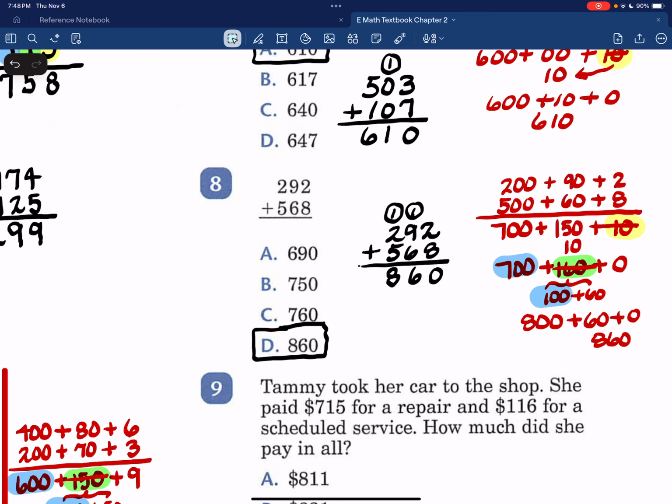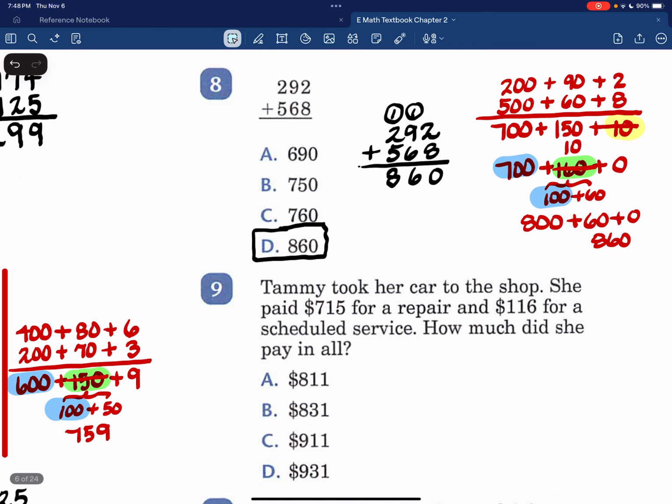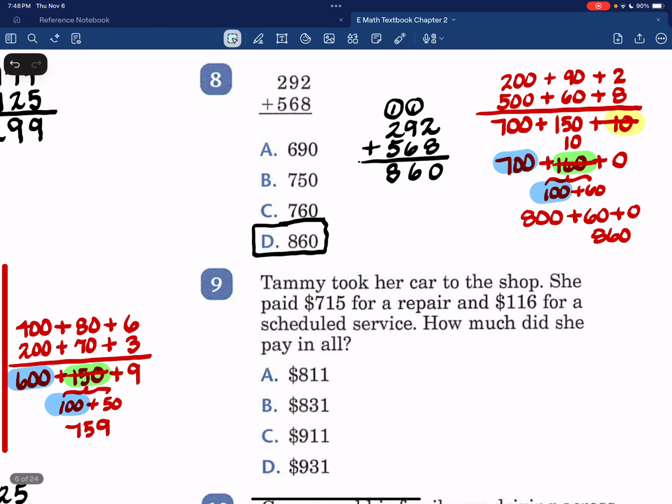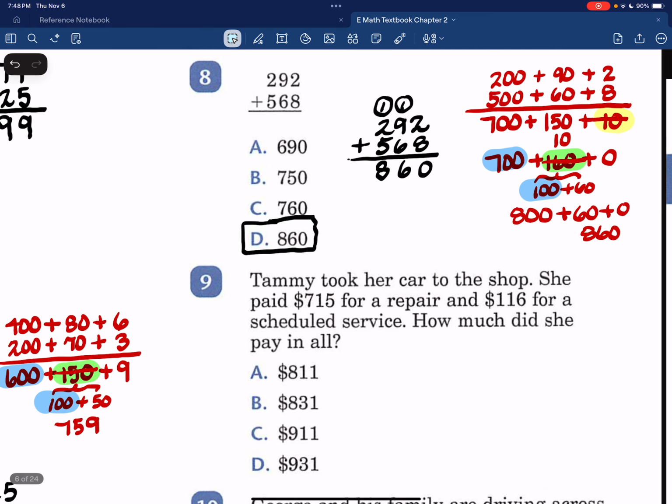You can see that algorithm form on that one is a lot faster. But if you need to expand it to get the answer right, that's fine too.